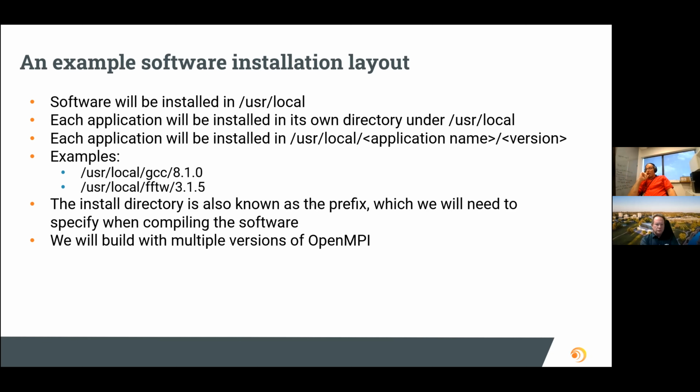The installation directory is often referred to as a prefix, which you often have to specify when you're configuring your software build. And for the sake of this example, we're only going to be looking at building an application with multiple versions of MPI and then multiple versions of that application. There could be many more combinations than that, but then it gets really hard to fit on a slide in a readable way.